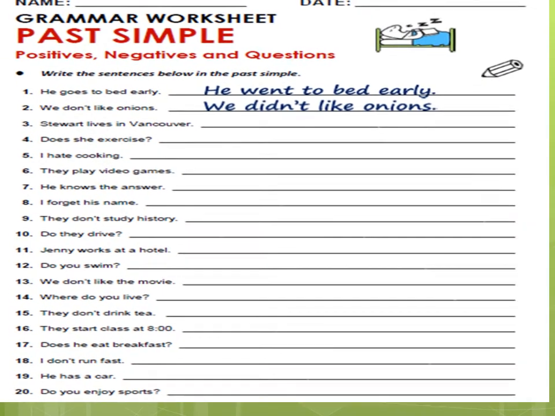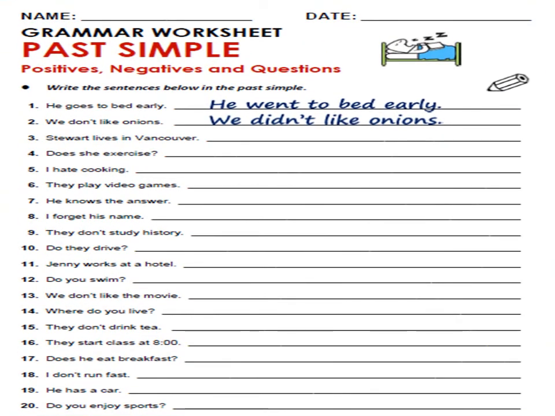This is some questions about a grammar worksheet about the past simple tense, positive, negative, and the question. Please, all the students, look at these examples and answer with me. Number 1, he goes to bed early. I want to change this to the past simple. He went to bed early. We don't like onions. We didn't like onions.